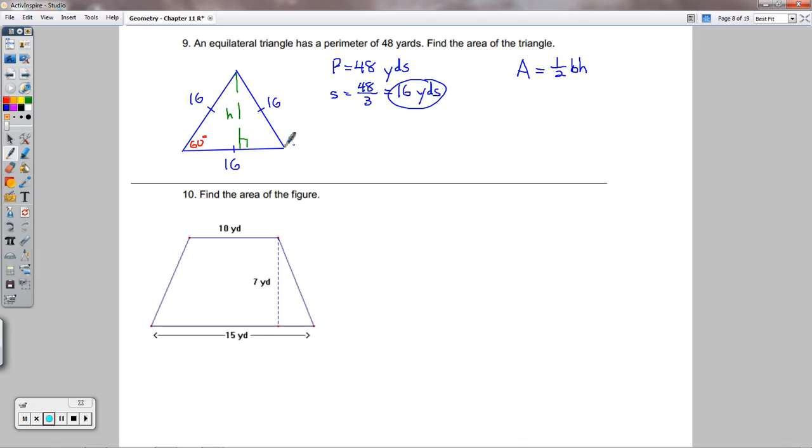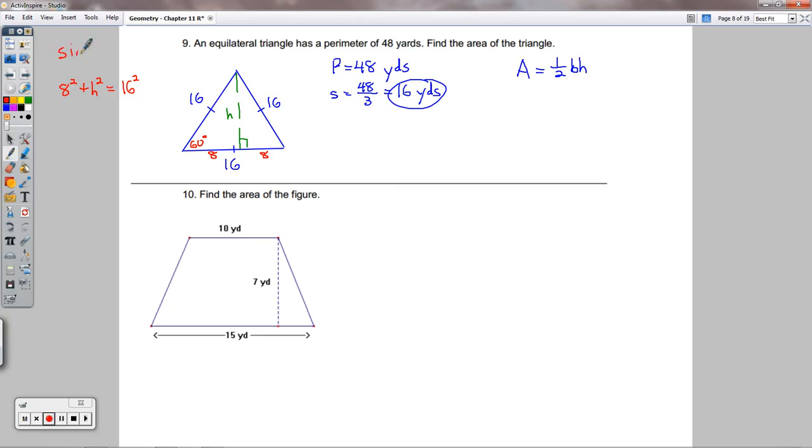So the 16 would be the base, and then the h would be derived from the sine of 60 equals h over 16. One way to do it. Another way to think of it is, since this is 16 and this is an equilateral triangle, the height will split these two sides into 2 equal parts. So you could say that's 8 and 8, and you could use the Pythagorean theorem from there and say 8 squared plus h squared equals 16 squared. So that's a second way you could approach this problem. You could solve for h from there.